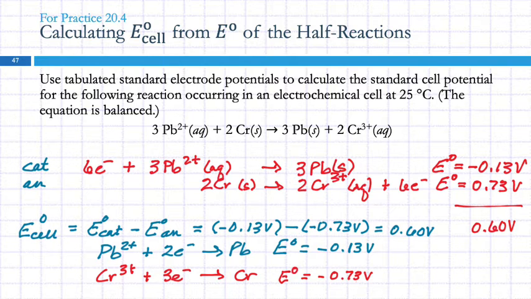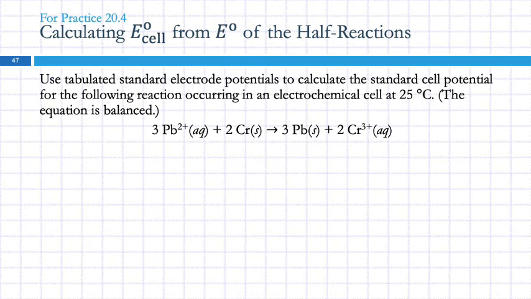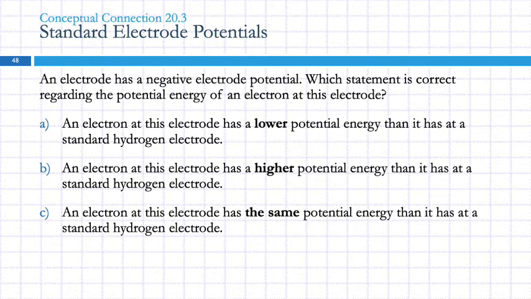Any questions? It's not confusing at all, is it? You have to work with it a little bit, get your mind around it. Okay, an electrode has a negative electrode potential. Which statement is correct regarding the potential energy of an electron at this electrode? An electron at this electrode has a lower potential energy than at zero, a higher potential energy than the standard, or the same.